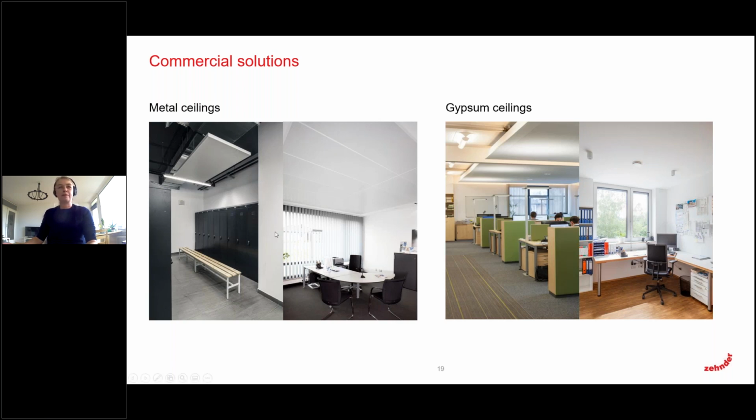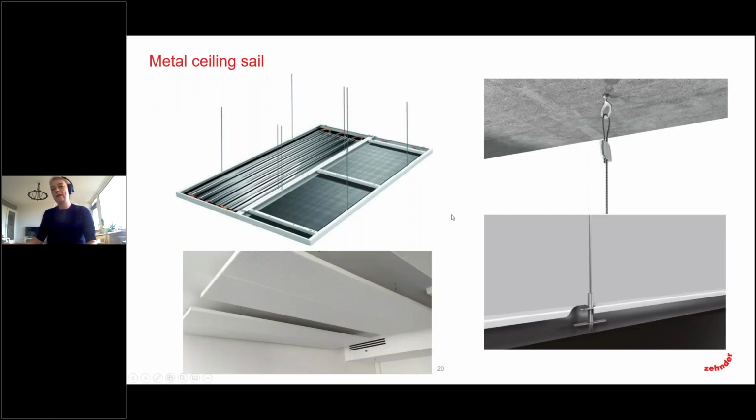So let's start with the easiest to install product of them all, basically, which would be the metal ceiling sails. You can see here, this one is one of our standard solutions, and it's very easy to handle and to install. The standard way of mounting them is actually to use these kind of wire systems. They are connected to a screw in a concrete ceiling on the one side, and on the other side they have this fine adjustment element. So with this you can level out the complete panel very easily.